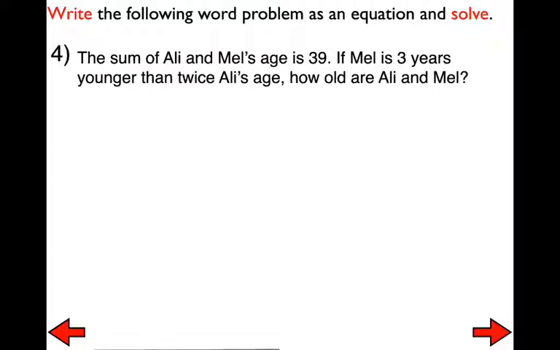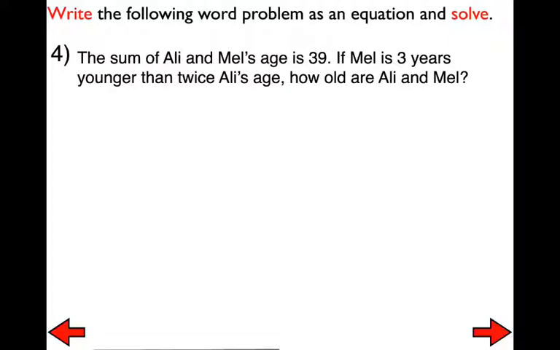The sum of Allie and Mel's age is 39. So we know that however old Allie is and however old Mel is, if we add their ages together, that will be 39. If Mel is 3 years younger than twice Allie's age, how old are Allie and Mel?